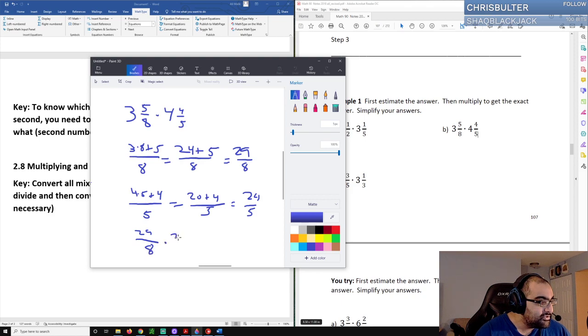times 24 over 5. Again, we employ the same technique as before. We just ask, can we pare anything down? The answer is yes. I'm going to divide by 8 here. I apologize for going a little fast, but we need to get through this. I'm going to divide by 3. Divide by 8, we get 3. So we get 29 over 1 times 3 over 5.